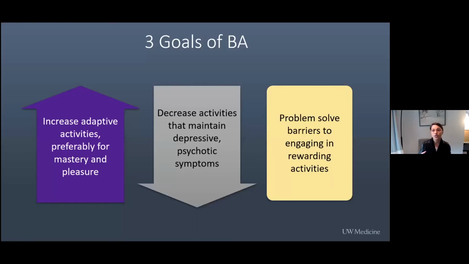Okay, so our three goals, it's very, very simple. Increase adaptive activities, decrease activities that maintain depressive symptoms and psychotic symptoms, both positive and negative symptoms, and then problem solve barriers to engaging in rewarding activities. All of the problems that we have with that behavioral activation and all of the benefits that we get out of it come in one of these three areas. So this is it. This is what we got to do.